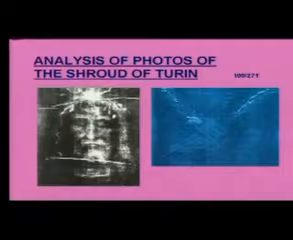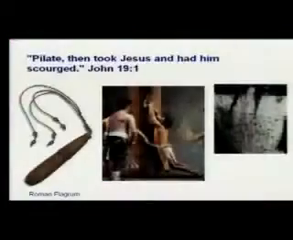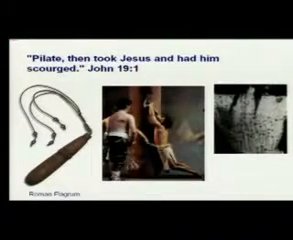Now we're going to do some detailed analysis of photos of the Shroud of Turin. First of all, the scourging. It says in the scriptures that Jesus was scourged. We cover that in our crucifixion study, but I think you can see very clearly there the scourging over the front and the back of Jesus. Jesus was scourged so that all the skin on his body was ripped off by over 120 different separate lashings.